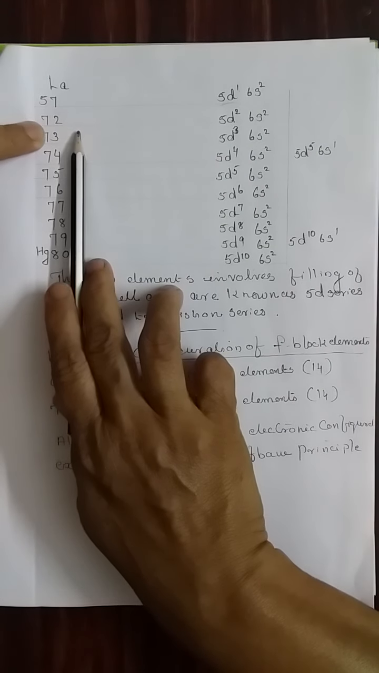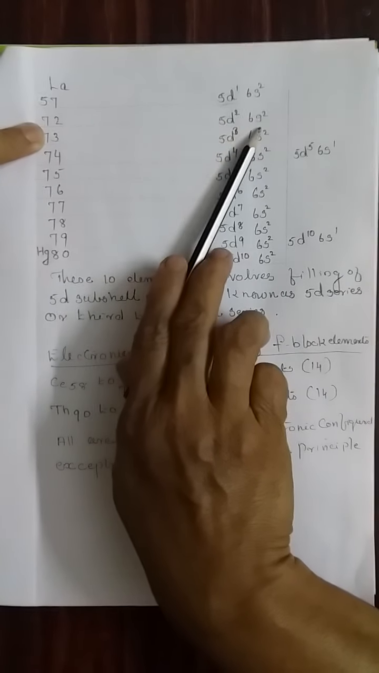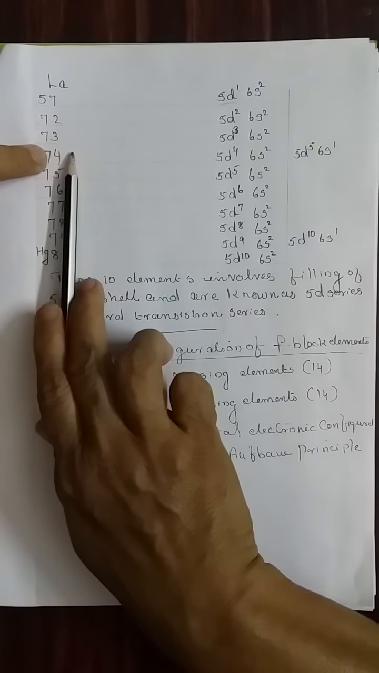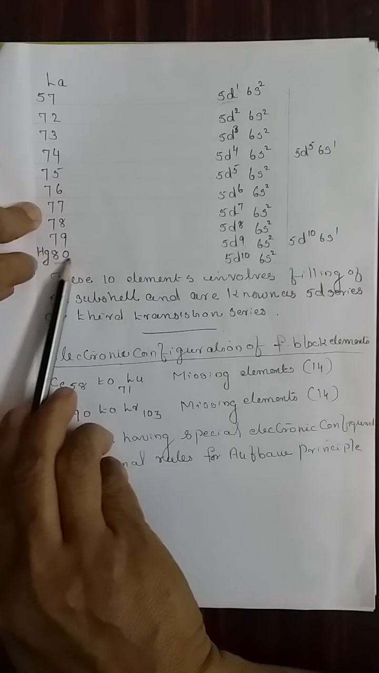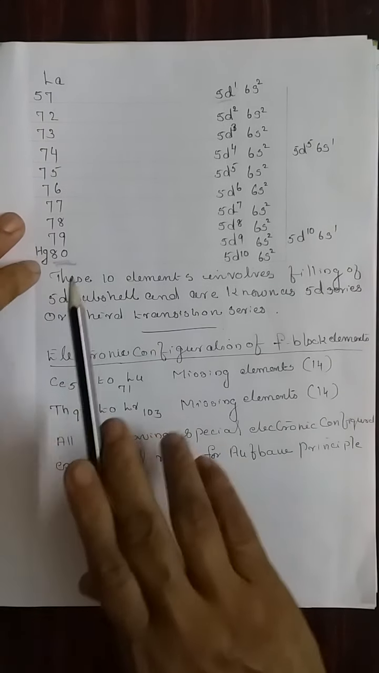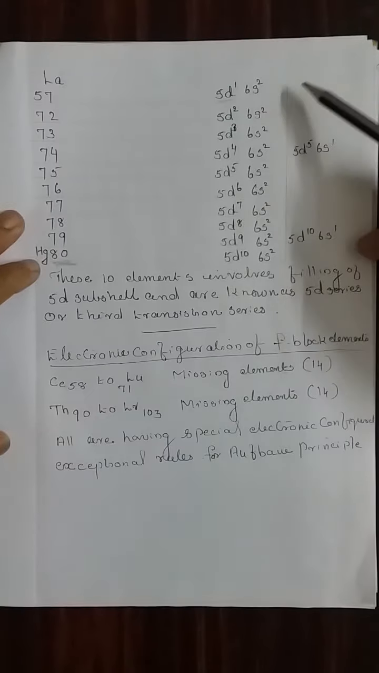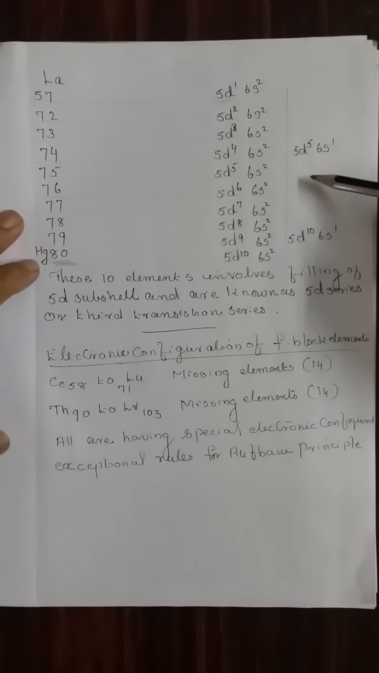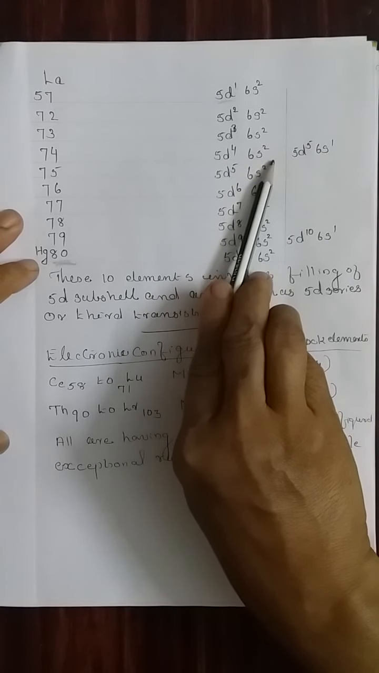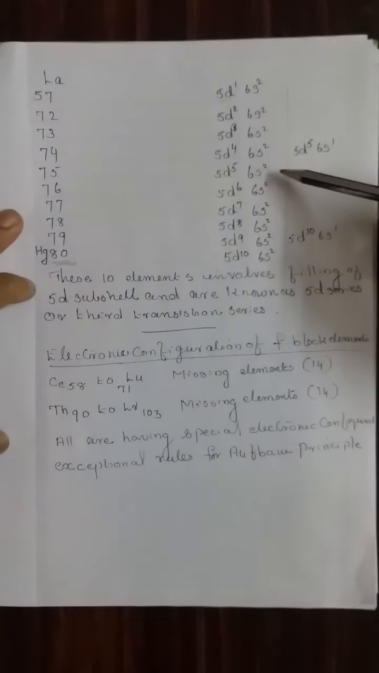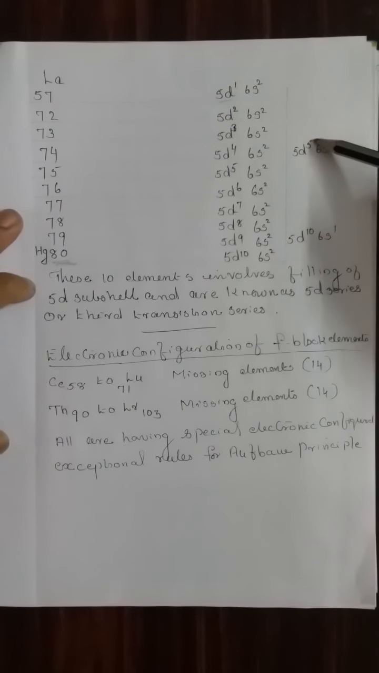That is, 72 means it is 5d2 6s2, and 73 starts and finishes with mercury, atomic number 80. In this series also, two elements, in order to make the electronic configuration stable, based on the rule that half-filled orbitals or fully filled orbitals are more stable, this element 5d4 6s2 makes a difference as 5d5 6s1.